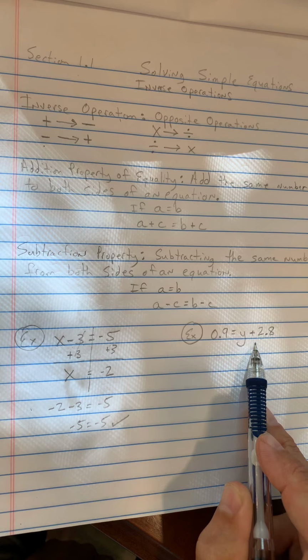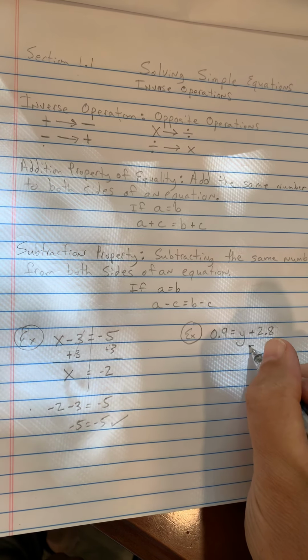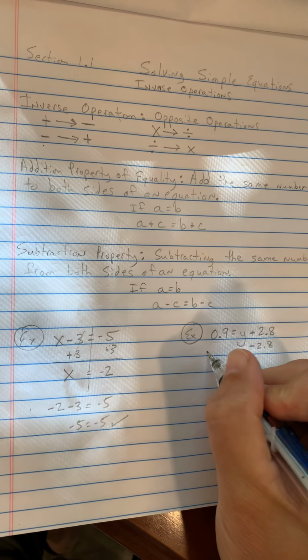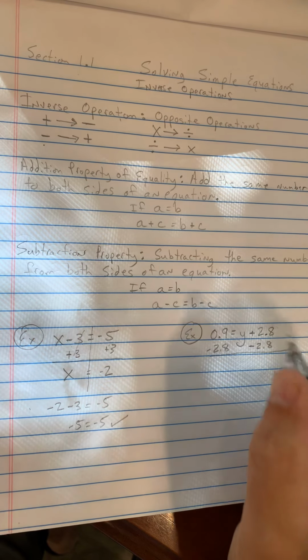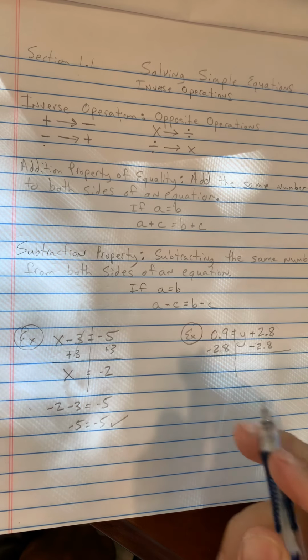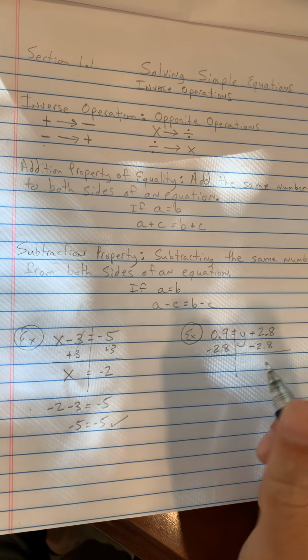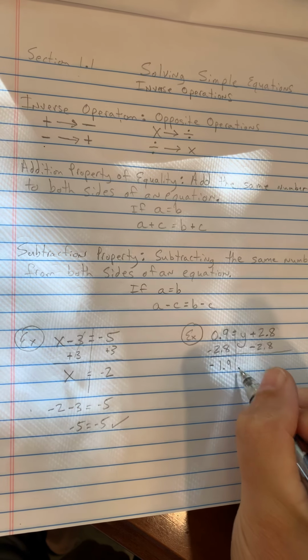And if I subtract 2.8 from both sides of the equation, that will leave me with y by itself. So I'm going to subtract 2.8, subtract 2.8, stay nice and organized. Now I have a positive 0.9, subtract 2.8. Well, that would be closer to 0. I'd add 0.9, negative 1.9.